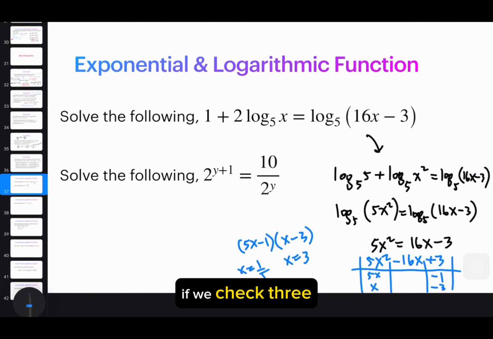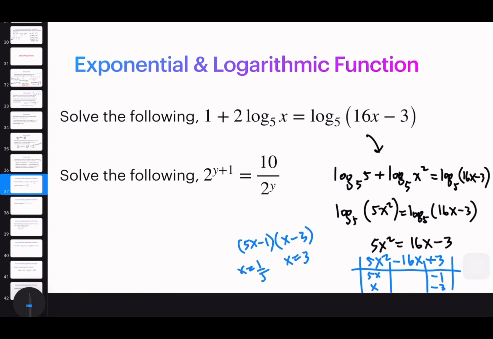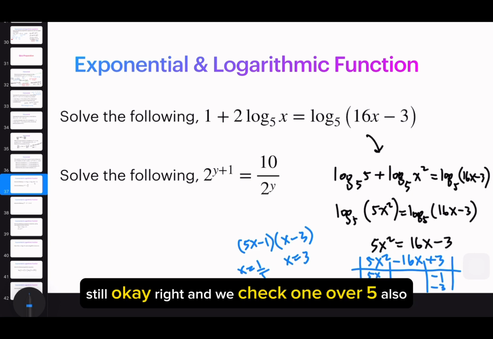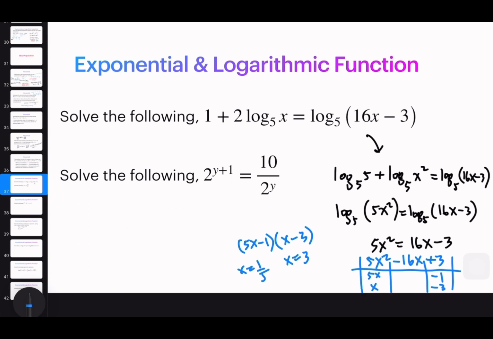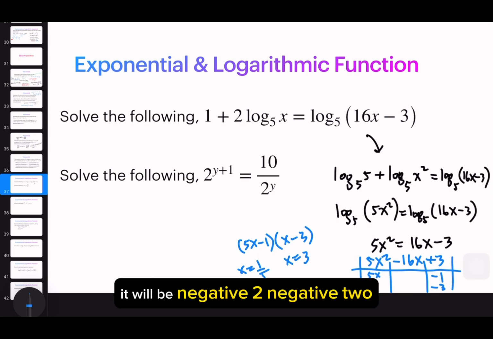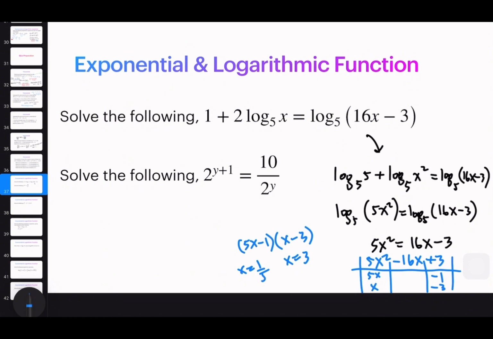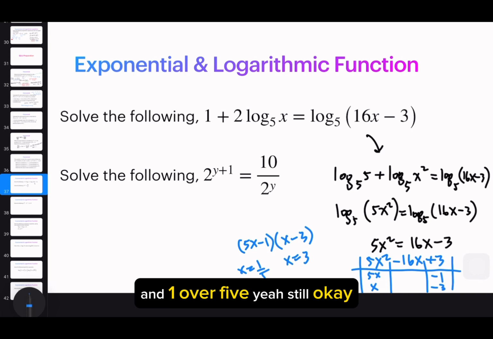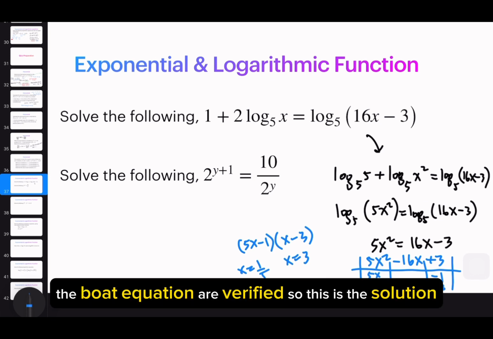If we check 3, I think it's still okay, right? And we check 1 over 5 also, it will be negative 2, negative 2, and 1 over 5. Yeah, still okay. So both equations are verified. So this is the solution.